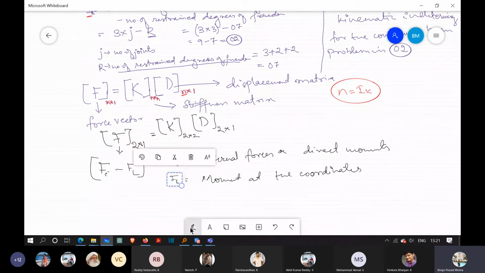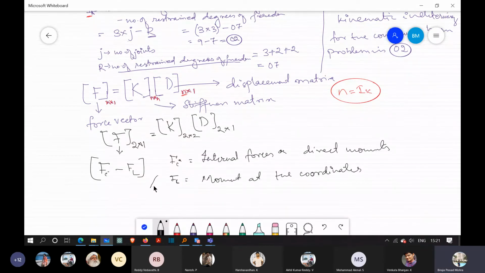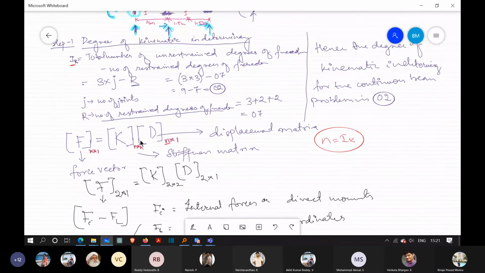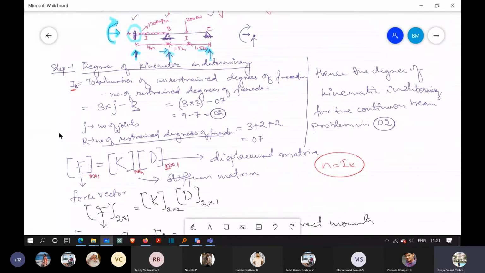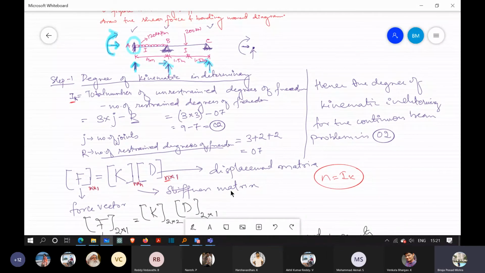Okay, now what is Fl? Okay, Fl we will understand. So see here, just tell me one thing: how will this beam deflect, or where will the displacement of this beam be?